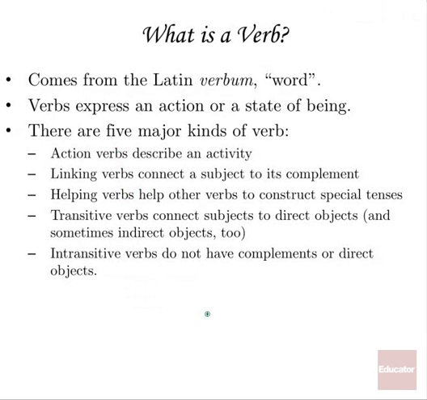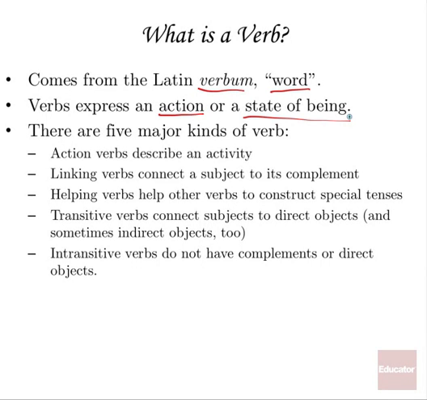All right, what is a verb? Well, the word verb in English comes from the Latin verbum, which means word. Basically, a verb is the most essential word in English. You can have a one-word long sentence in English, and in order to be grammatical, that word absolutely must be a verb. Verbs express an action or a state of being.